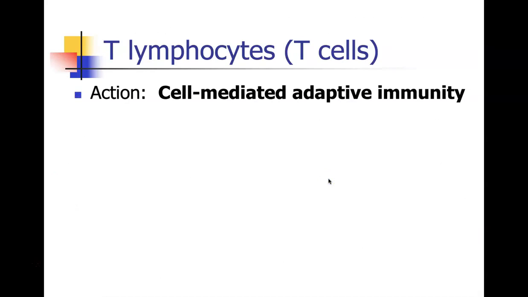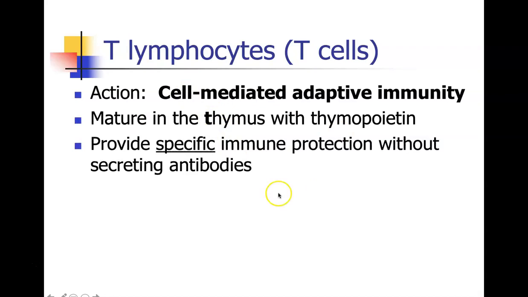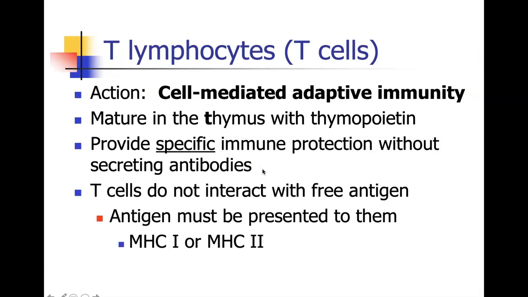So a T lymphocyte or T cell's job is something called cell-mediated adaptive immunity. They mature in the thymus with a hormone called thymopoietin. So you remember that T cells are from the thymus, that's why they're called T cells. They provide specific immune protection without secreting antibodies. Okay. T cells do not interact with free antigens. The antigen must be presented to them. So either an MHC1 or MHC2 complex has to present the antigen to them.